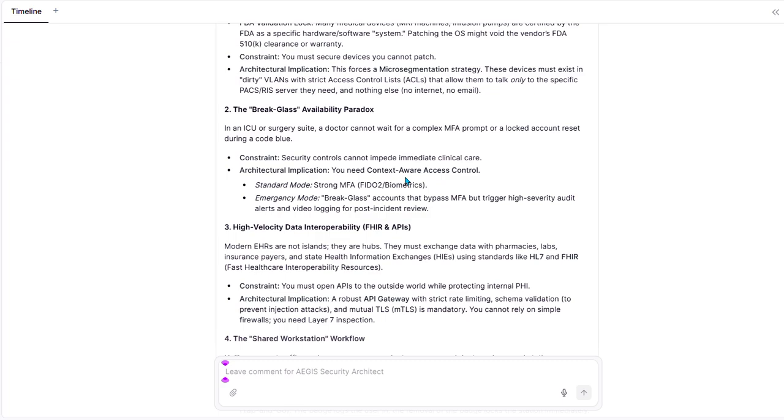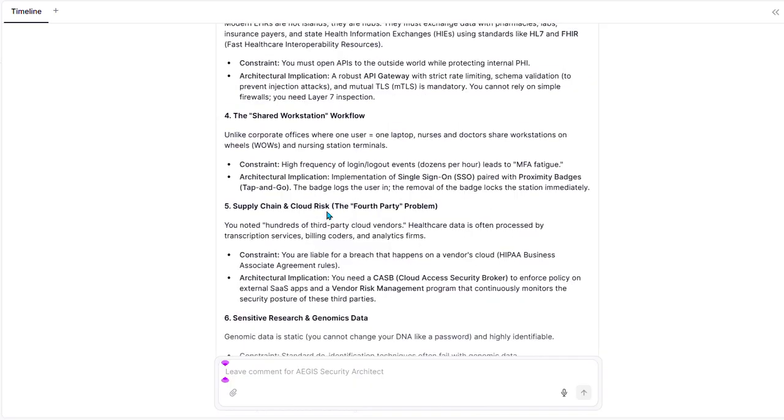Architectural implication: you need context-aware access control, with a standard mode and an emergency mode. Next, the third one is high velocity data interoperability. Very important in that context. In this case, he talks about the constraint of high velocity of login and logout events, dozens per hour, which leads to multi-factor fatigue. Architectural implication: implement single sign-on paired with proximity badges, tap and go.